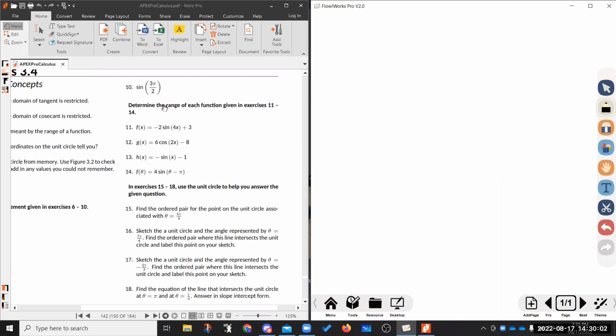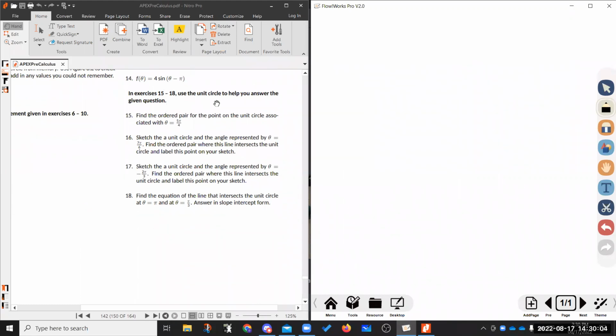Let's go ahead now and use the unit circle to help us answer these questions 15 through 18. Find the ordered pair for the point on the unit circle associated with 5 pi over 4. So 1, 3, 5 pi over 4 is down here. That's going to be negative root 2 over 2, negative root 2 over 2.